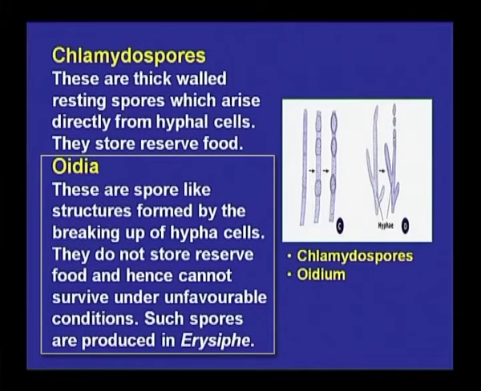Then come the oidia. These are spore-like structures formed by the breaking up of the hypha cells. They do not store reserve food and hence cannot survive under unfavorable conditions. Such spores are produced in the case of the powdery mildew fungus Erysiphe.